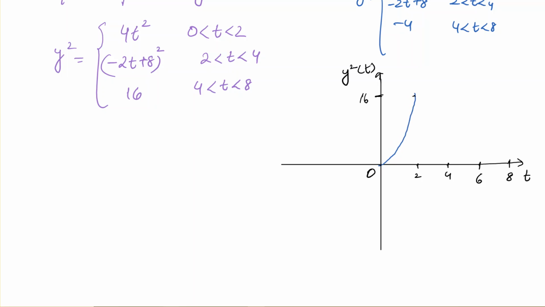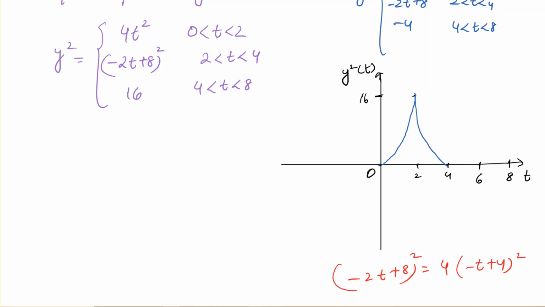Next we have (-2t plus 8) square. Again, this is a parabola. You can think of it as 2 common, so 2 square is 4, and inside you are left with this. It's a parabola displaced along x-axis, and then it's flipped. So when t is 2, it's 16. When t is equal to 4, it's 0. So it's gonna look like this.